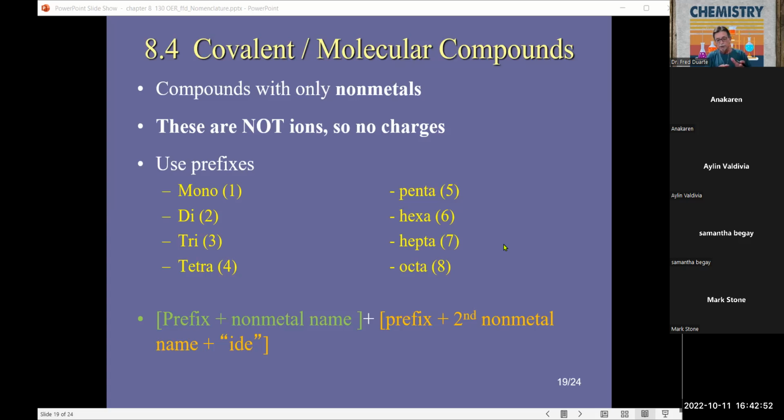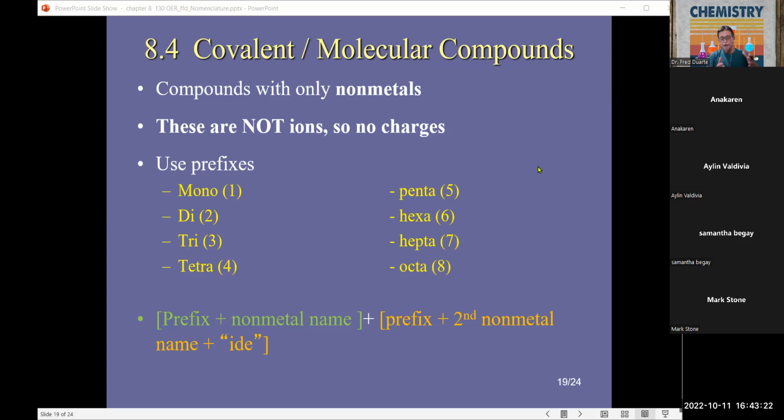First is the first non-metal name, and then the second non-metal name that has been converted to the IDE ending. You know you have an ionic compound because you're going to see it written with the metal first, followed by the non-metal. That's by convention. That's the format: metal, then the non-metal.